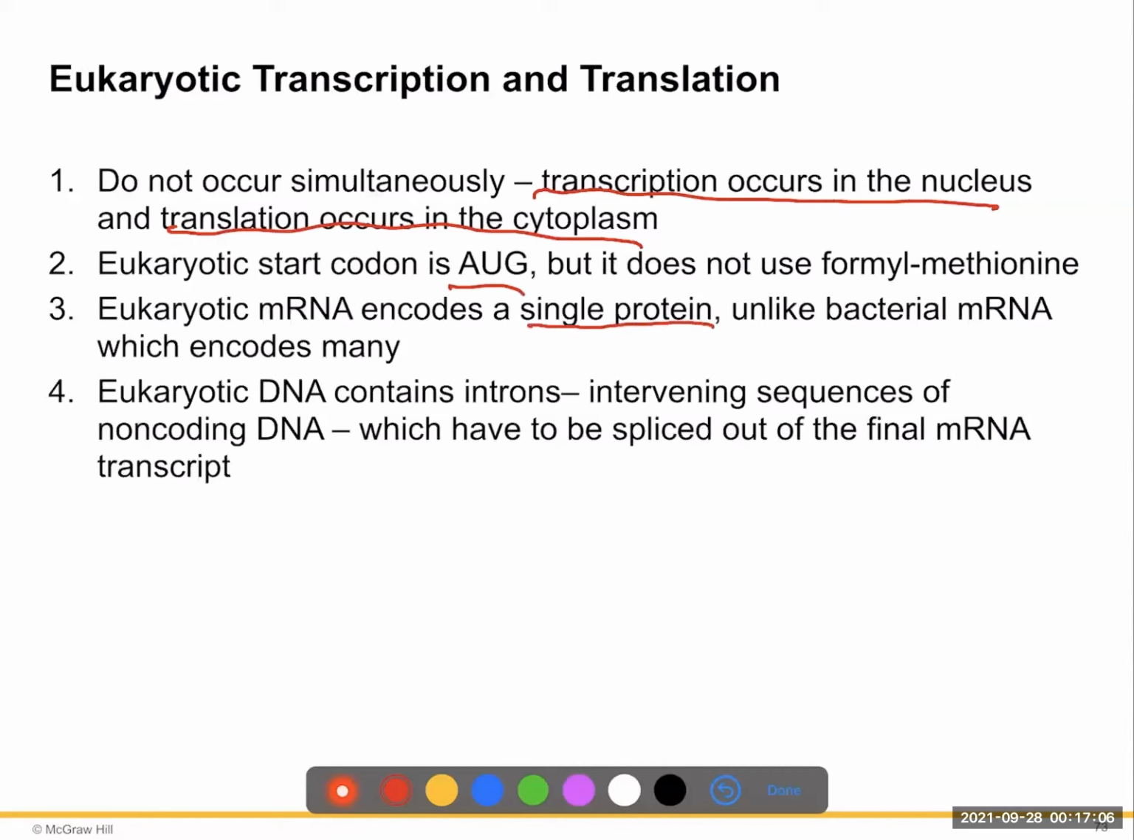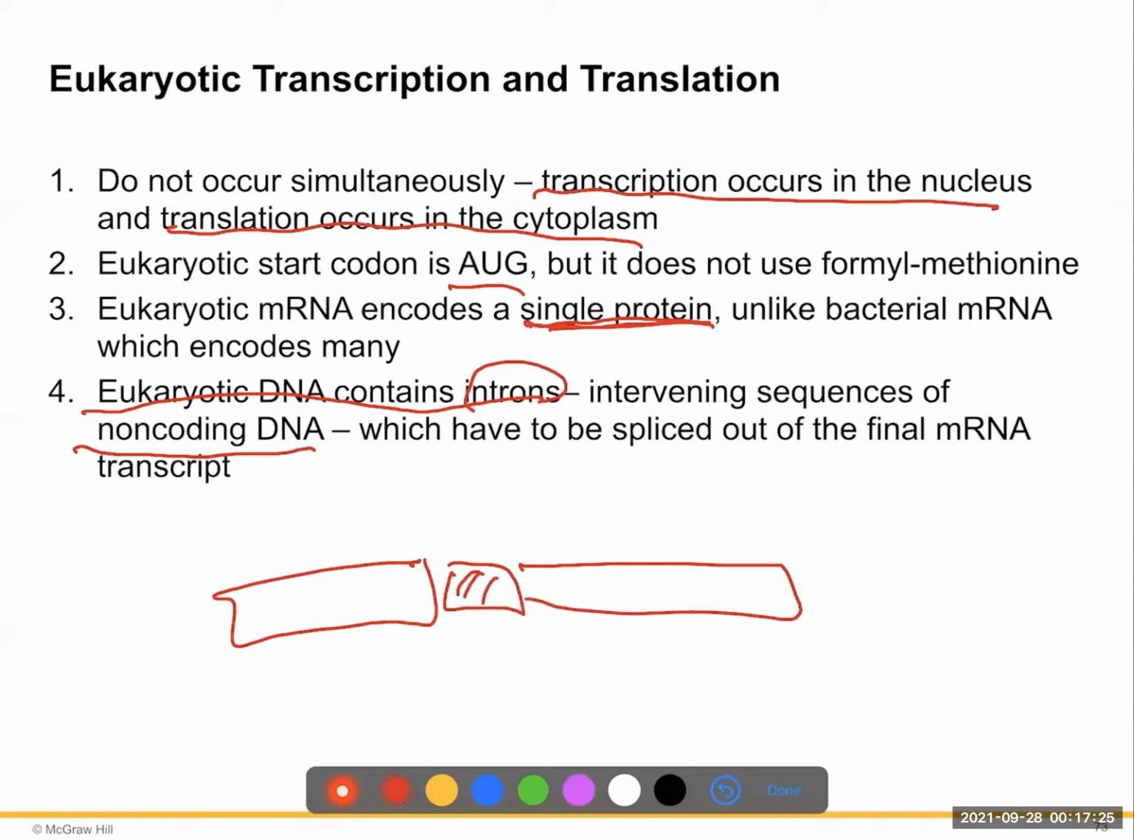Okay, so every RNA codes for a single protein in eukaryotic cells, but bacteria can make multiple proteins from one RNA, because theirs is circular DNA. Eukaryotic DNA contains what are called introns. They're intervening sequences of non-coding DNA. So there are sections inside your gene that don't code for anything. These are called introns. They're in between.